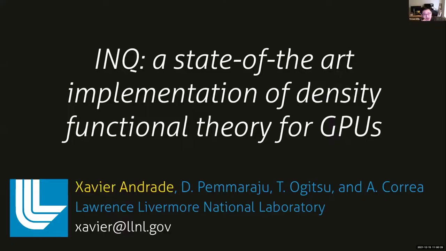About INQ. Javier, please have the floor. Oh, you are muted.